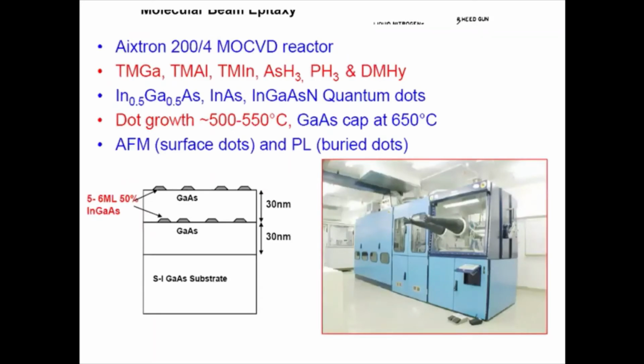And here is a typical Aixtron 200 reactor, and here for growing indium gallium arsenide or indium gallium arsenide nitride quantum dots, what they use is trimethyl gallium, trimethyl aluminum, trimethyl indium, arsine for arsenic, phosphine for phosphorus, and dimethyl zinc. These are all used as dopants, aluminum, indium, right?